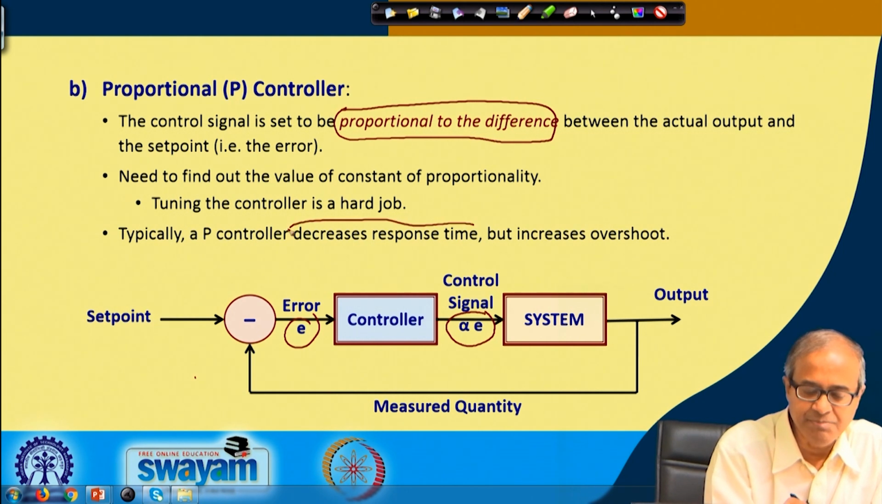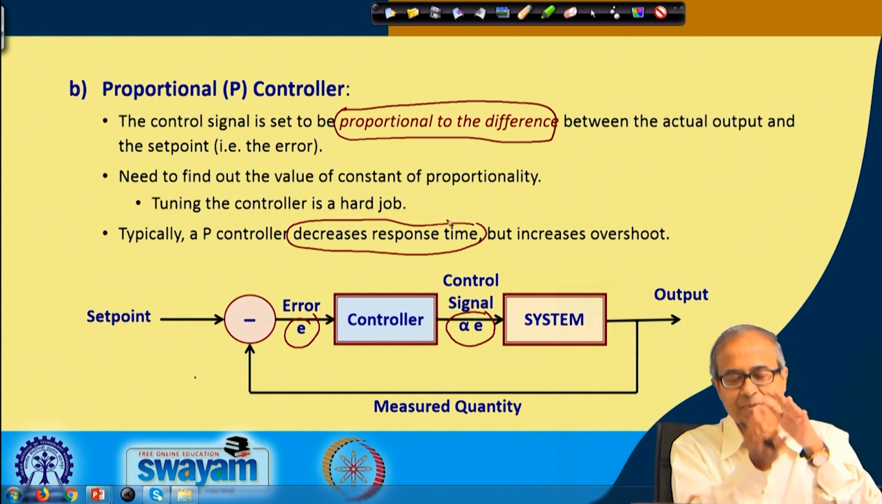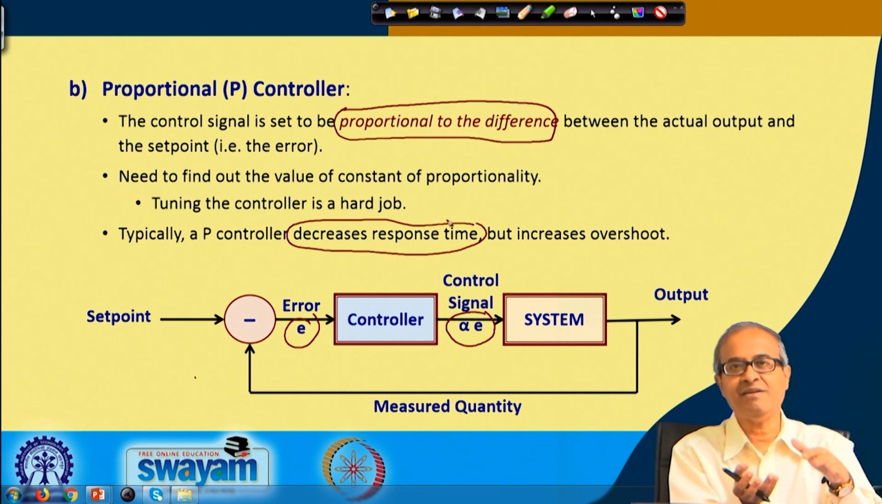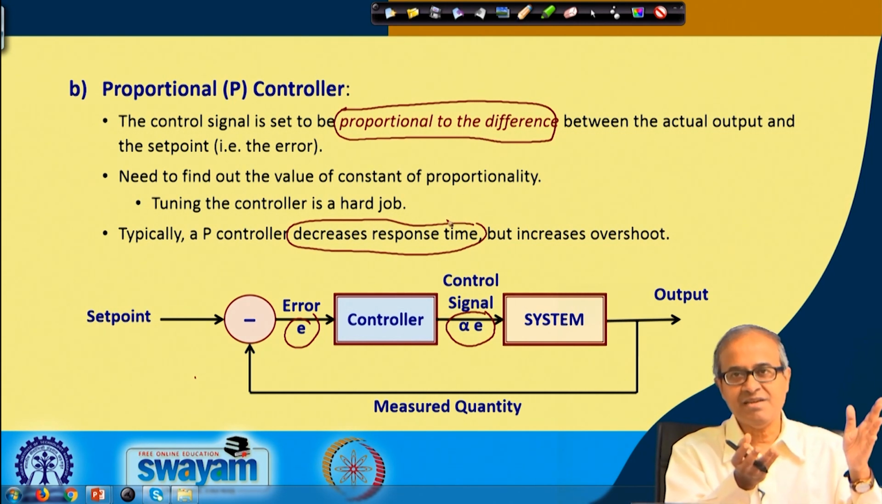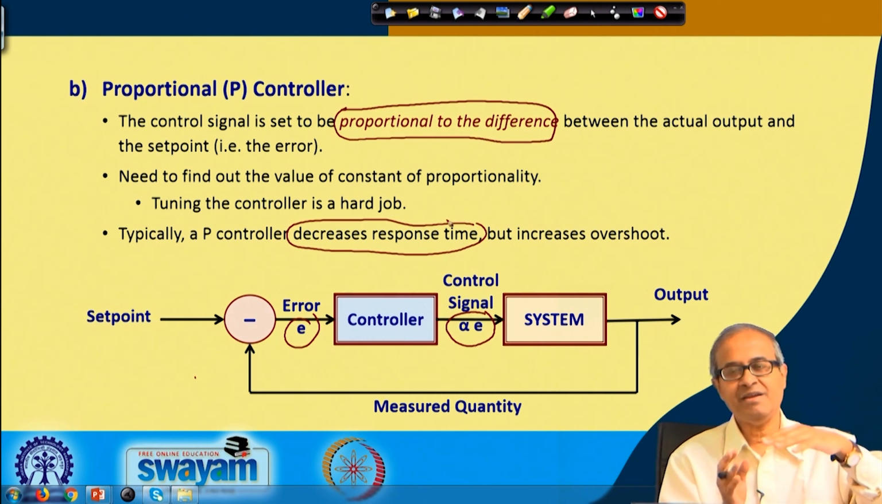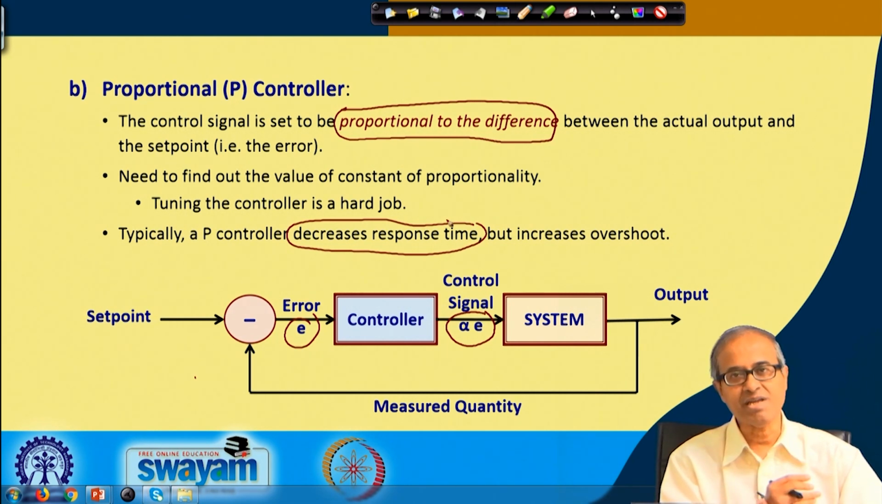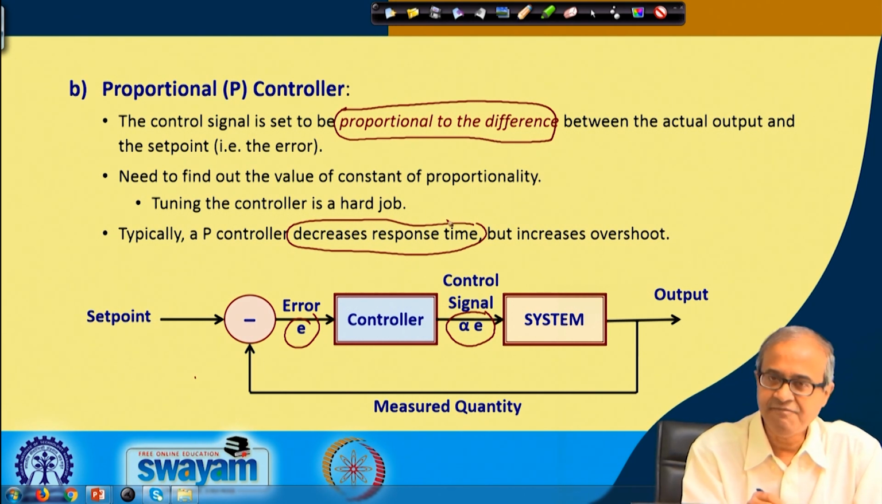the response time becomes less, because depending on the difference, depending on the error, the magnitude of the control signal is varied. So, if the error is large, you send a larger corrective signal, so that the error can be reduced very quickly. But if it is small, then you can reduce it.